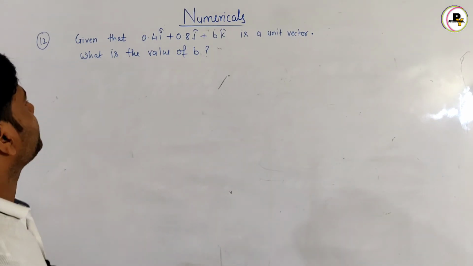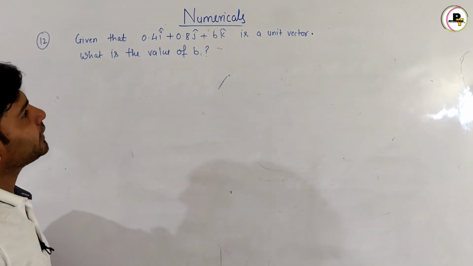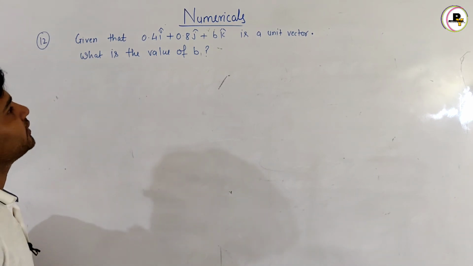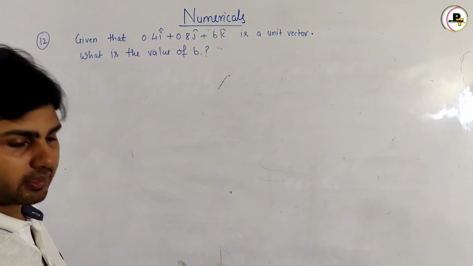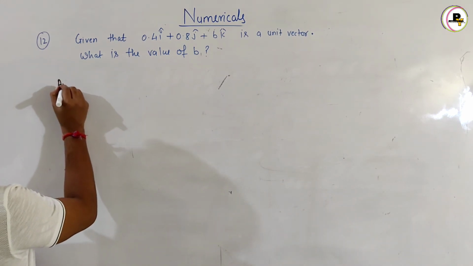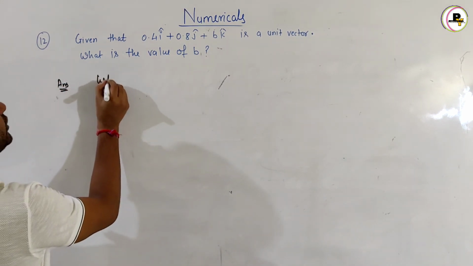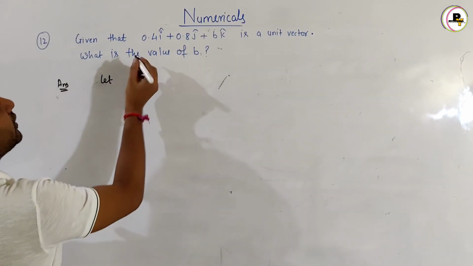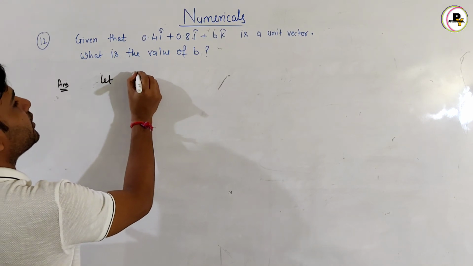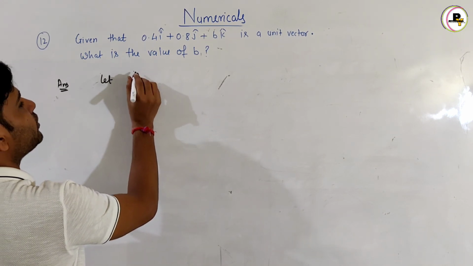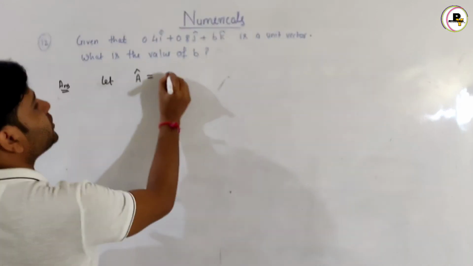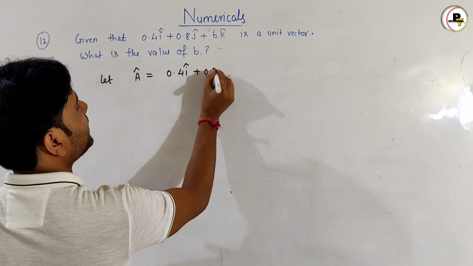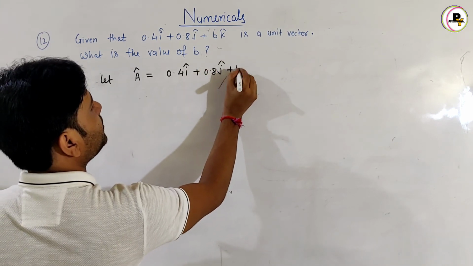Question number 12. Given that 0.4 i cap plus 0.8 j cap plus b k cap is a unit vector, what is the value of b? So let us assume that vector A cap is equal to 0.4 i cap plus 0.8 j cap plus b k cap.